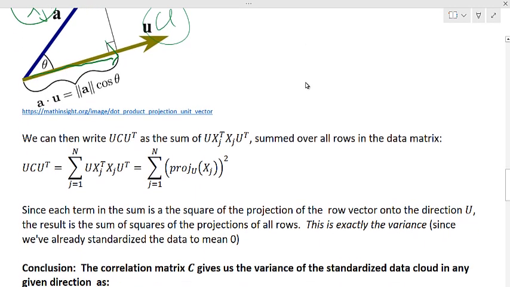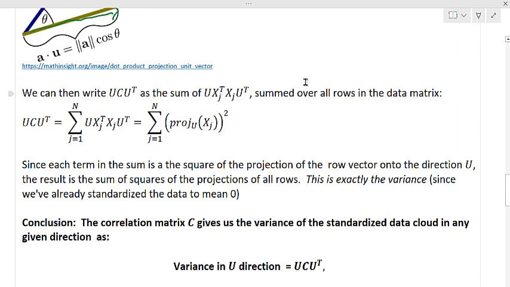Now I can sum this up over all row vectors. Right? So that's what I'm doing here. Because my covariance correlation matrix is the sum of these outer products. Right? So I simply write the sum of these outer products and I get the sum of these projections. Right? Here I have the sum of squares. So we've seen the sum of squares before. The sum of squares is the variance. Actually, it's n times the variance. So I should say that.